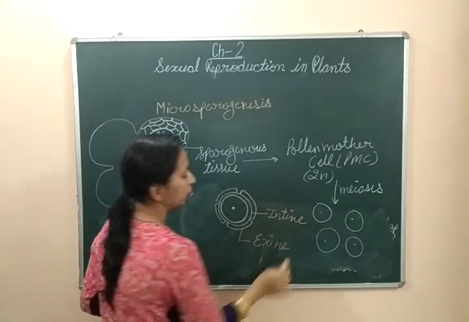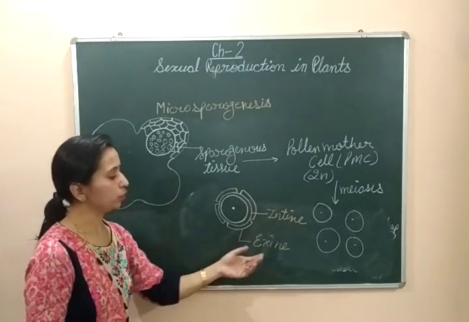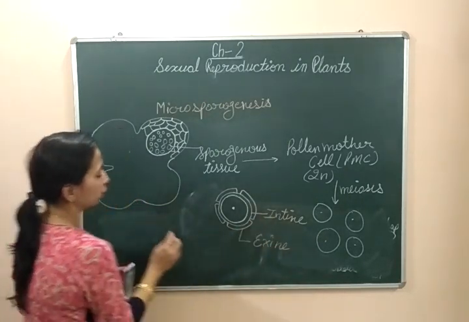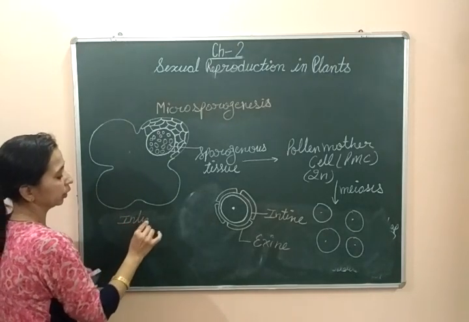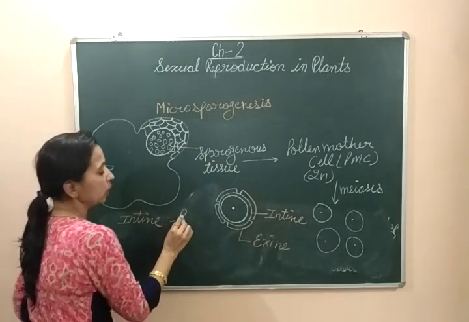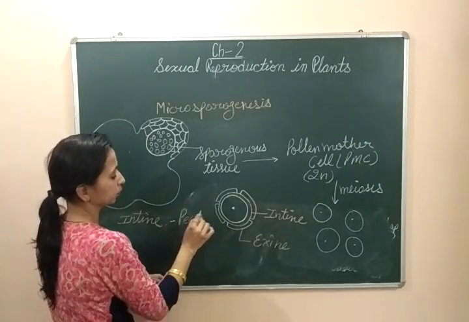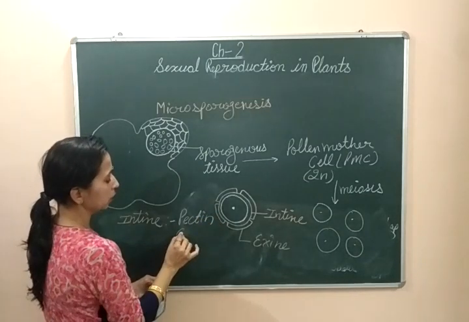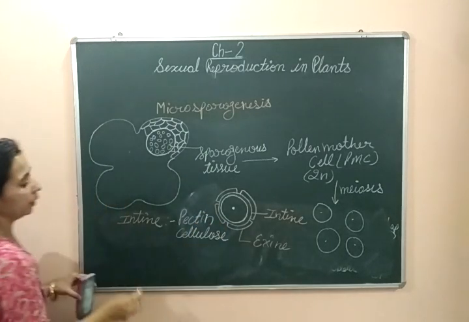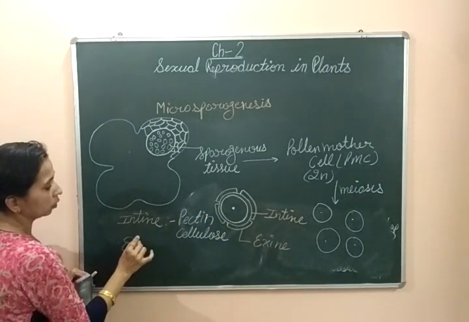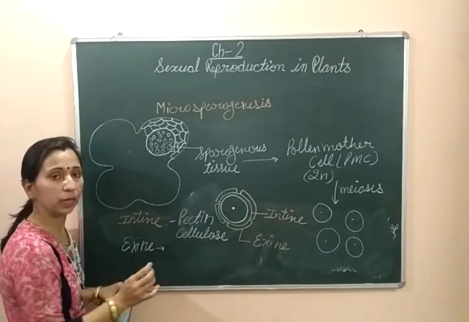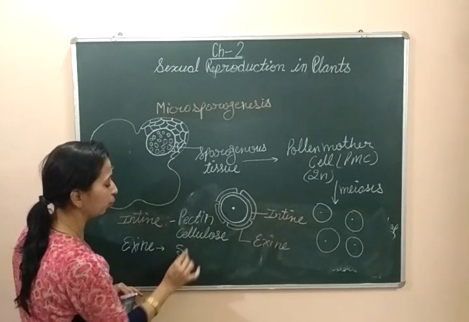So we can say that in the pollen grain, two layers are present. The outer layer is the exine, and the inner layer is the intine. The intine is formed from pectin and cellulose, and the exine is formed from a very special chemical substance, sporopollenin.